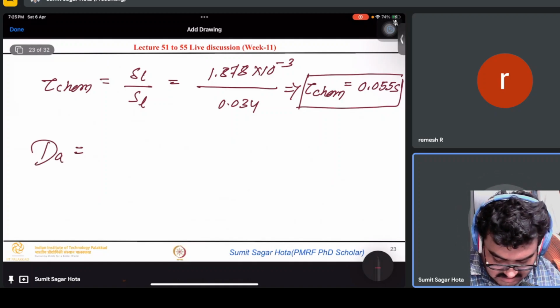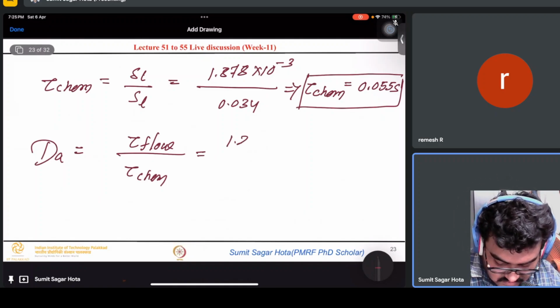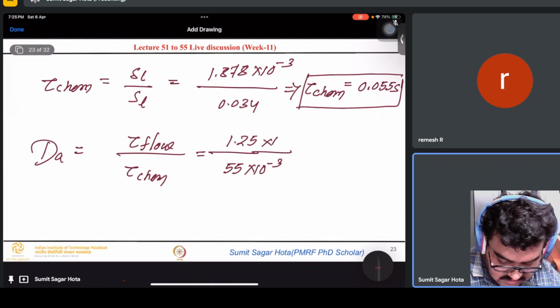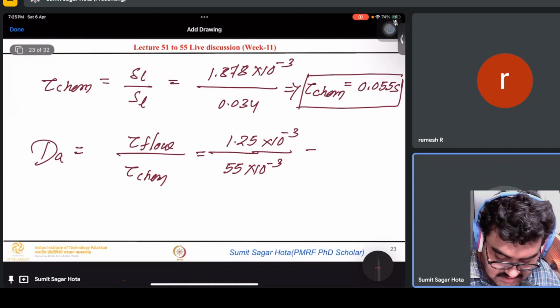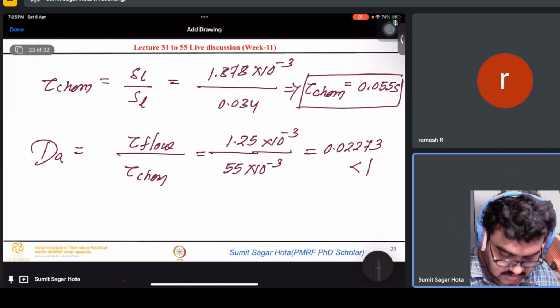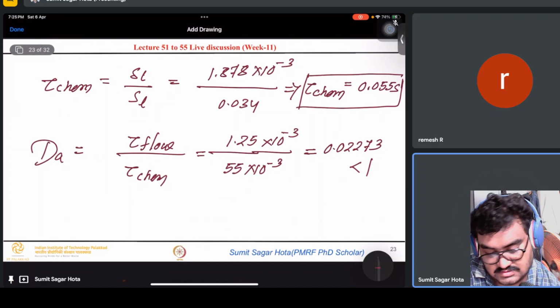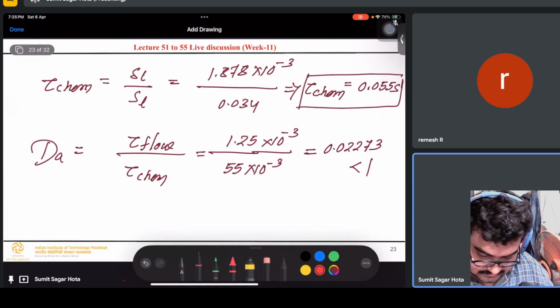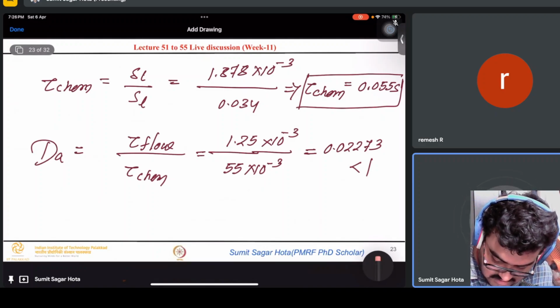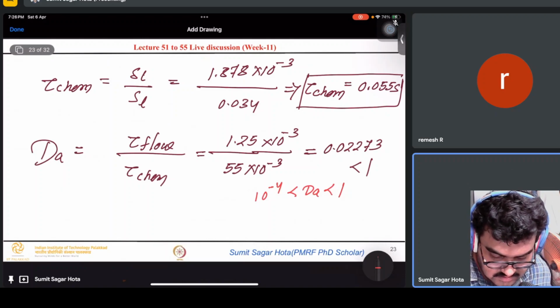Time scale, flow time, we can now find out the first number, which is tau flow by tau chemistry: 1.25 by 55 to the power minus 3. Yes, obviously it should be less than 1, 1.273, which is less than 1. A number less than 1 means we have a very good condition. So here, 10 to the power minus 4 less than Damkohler's number less than 1, then distributed reaction.